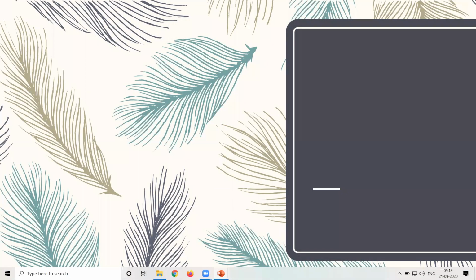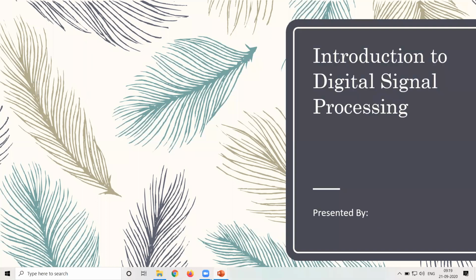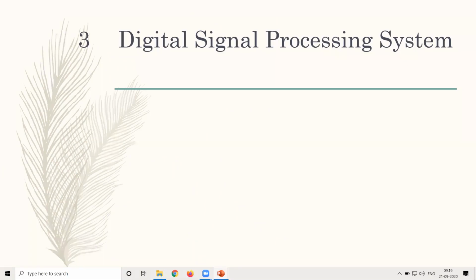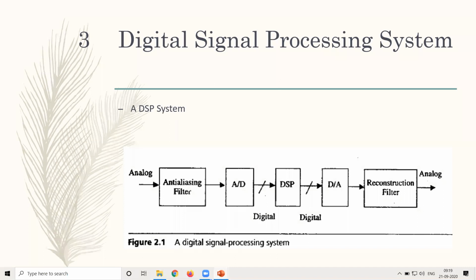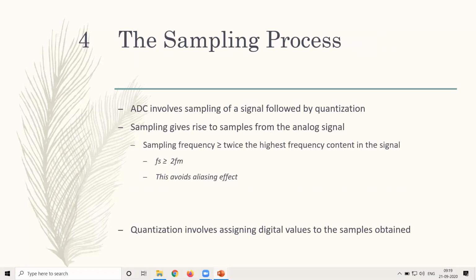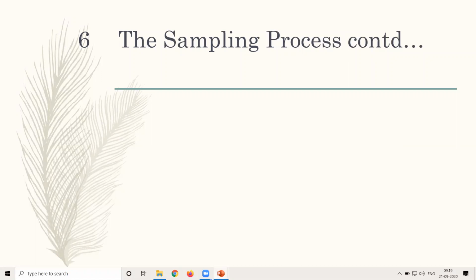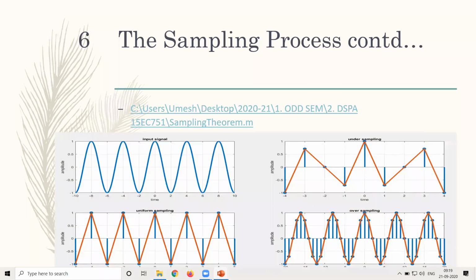In this first one, we are discussing introduction to DSP, in which we have discussed so many concepts, that is DSP systems, what is meant by sampling process. Then we looked into one of the MATLAB tools on what happens when we do undersampling and oversampling and critical sampling. So these things we had discussed.